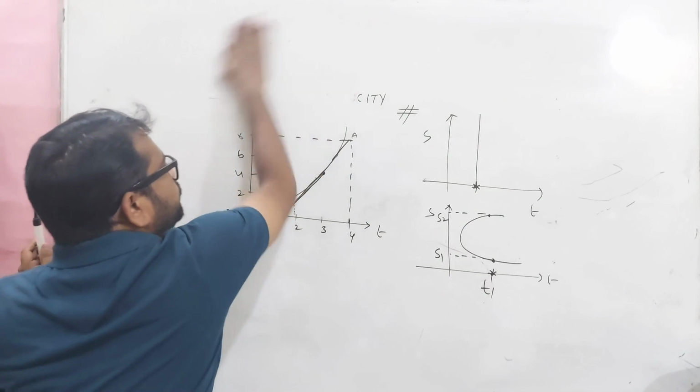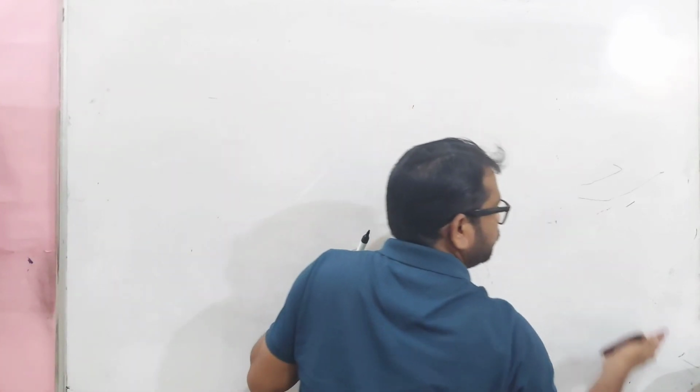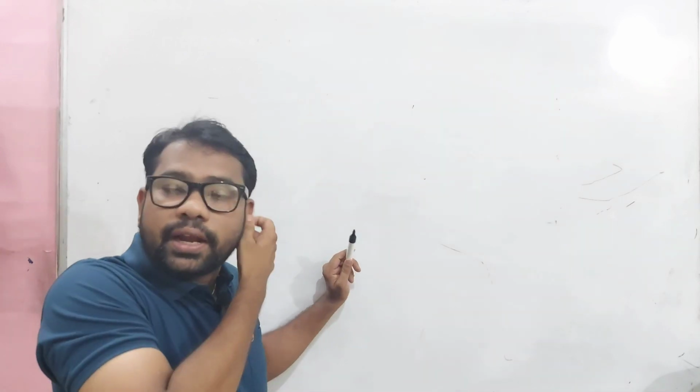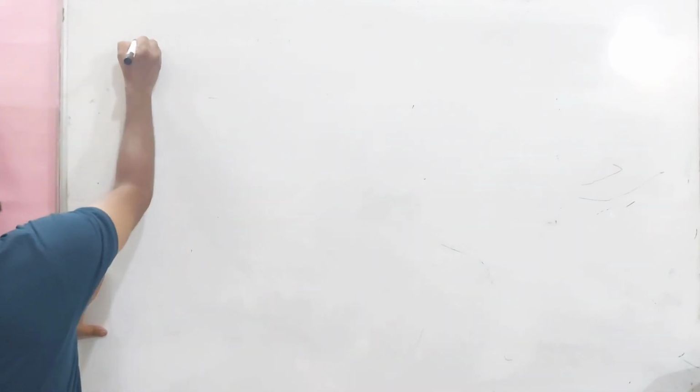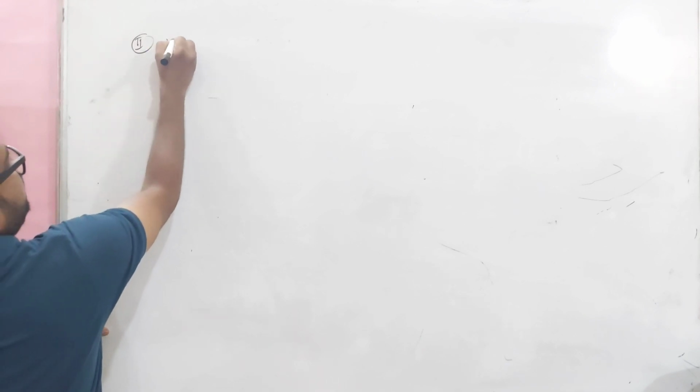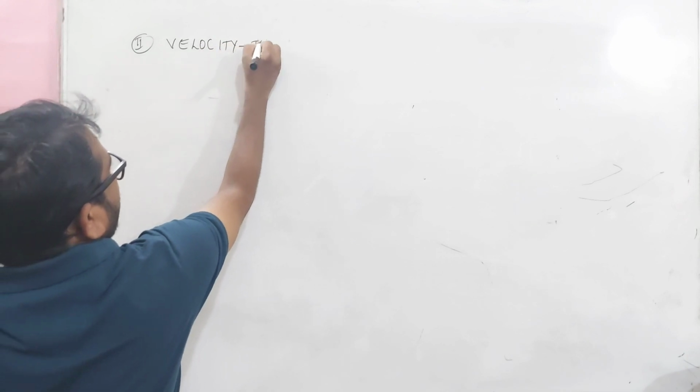Clear? Fine. Now we will discuss the velocity-time graph. What can we calculate with the help of a velocity-time graph, and how are velocity-time graphs in different situations? Let us see, children. So the second one is the velocity-time graph.